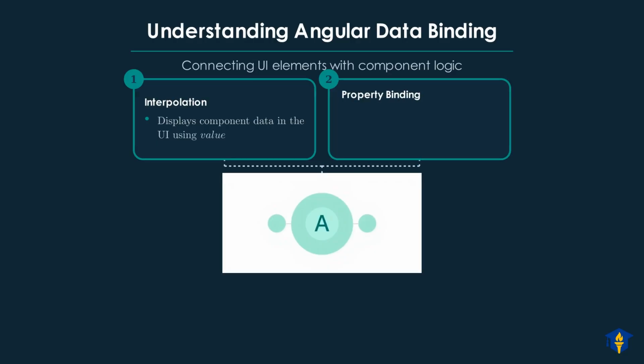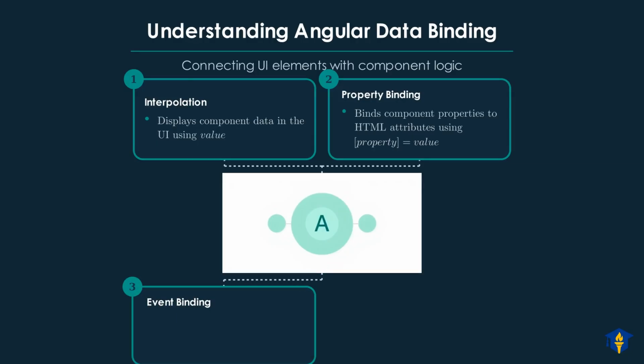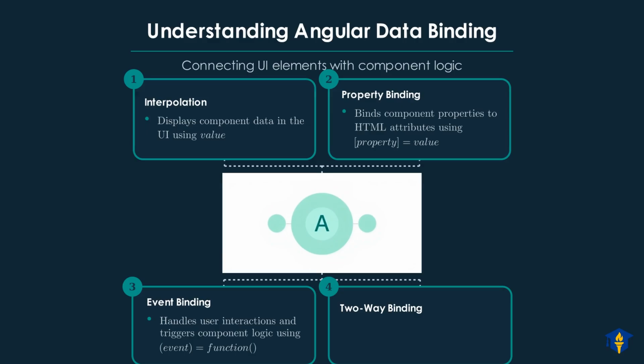Next, property binding allows you to control HTML attributes. This binds component properties to HTML attributes using square brackets, property equals value syntax. Then there is event binding, which handles user interactions. It handles user interactions and triggers component logic using the parentheses, event equals function parentheses syntax. Finally, two-way binding provides full synchronization. This synchronizes UI and component data seamlessly, utilizing the banana in a box, ngModel equals value syntax.